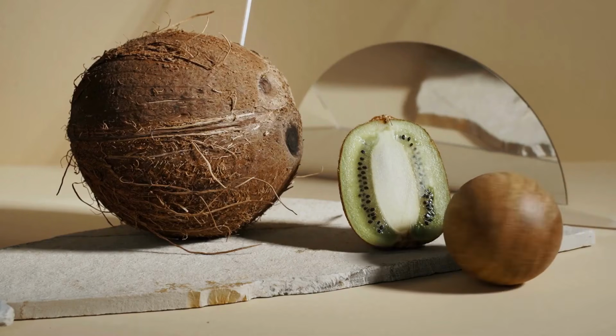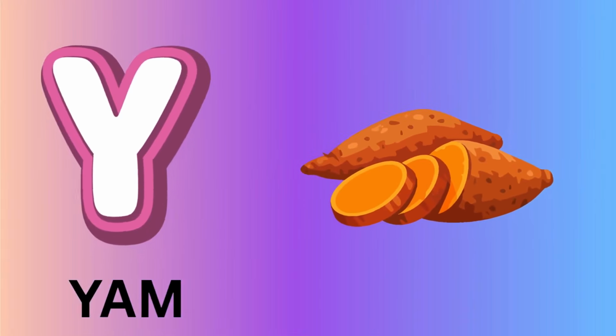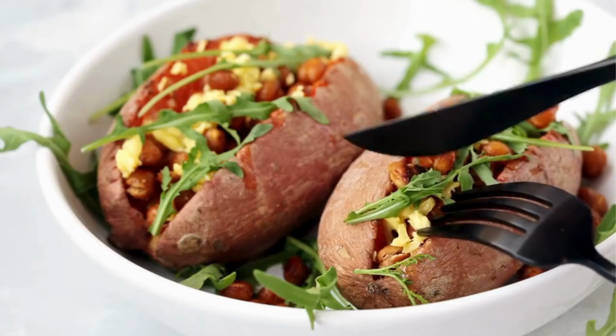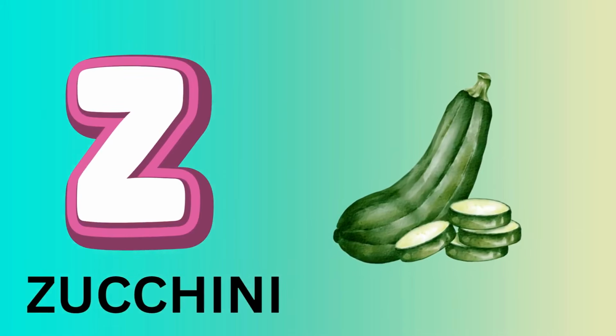Xylocarp. X is for xylocarp. Y is for yam. Yam. Y is for yam. Z is for zucchini.